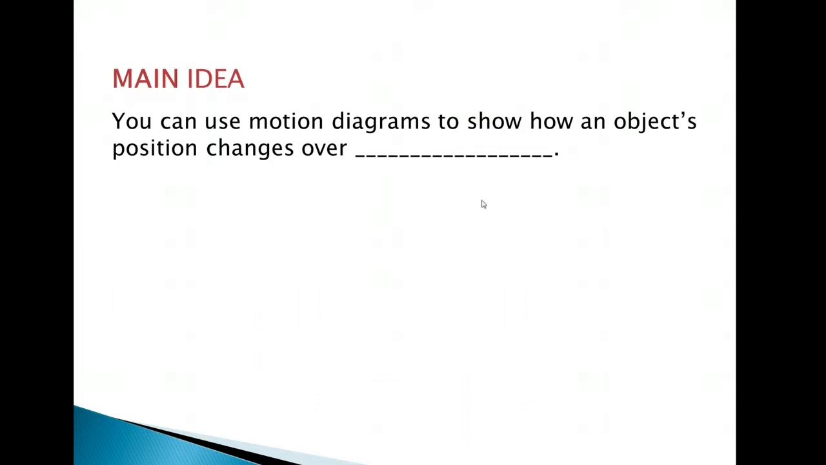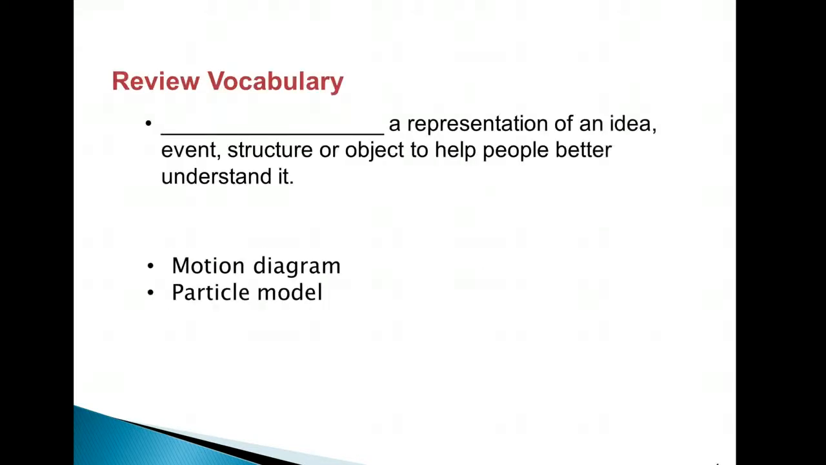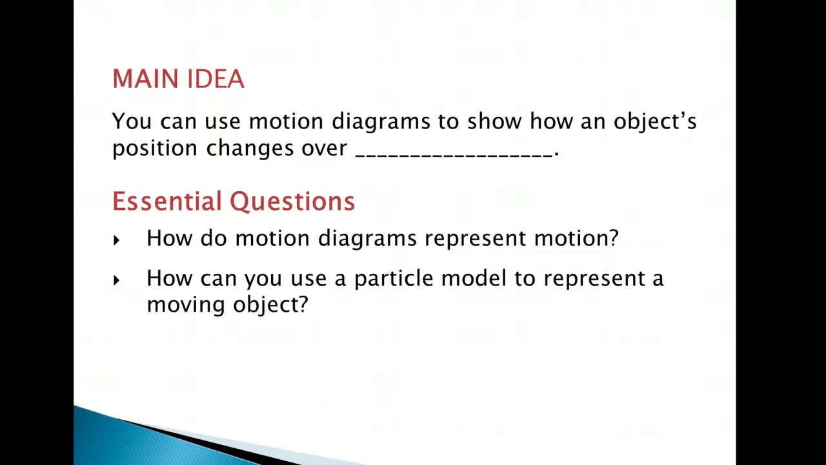So when we're looking at describing an object's motion, we describe it first as where's it at, and how did it get there, how long did it take? Or where's the object at, where's it going, how long will it take? These are the questions that we have to ask ourselves. The essential questions that we're going to answer in this particular presentation are listed here.